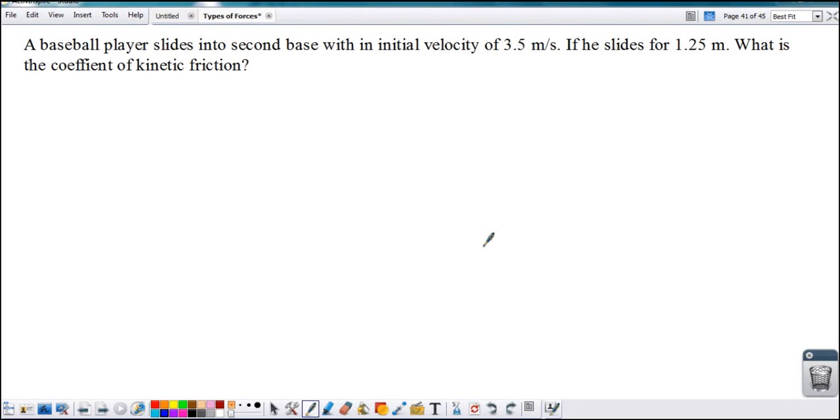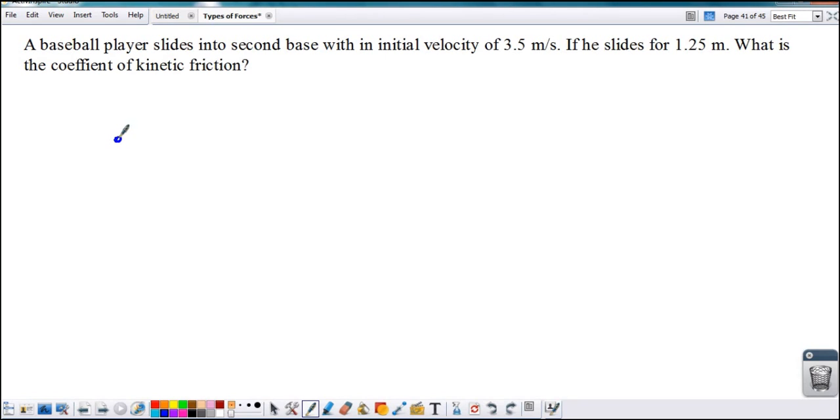Okay, here we're asked, a baseball player slides into second base with an initial velocity of 3.5 meters per second. If he slides for 1.25 meters, what is the coefficient of kinetic friction? Step 1, draw a free body diagram.